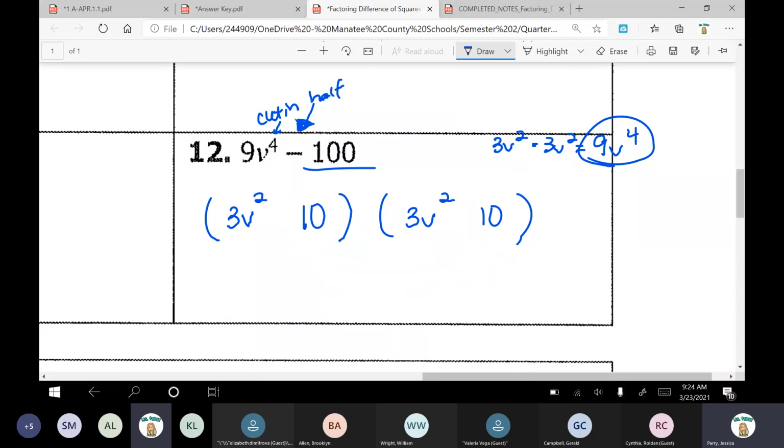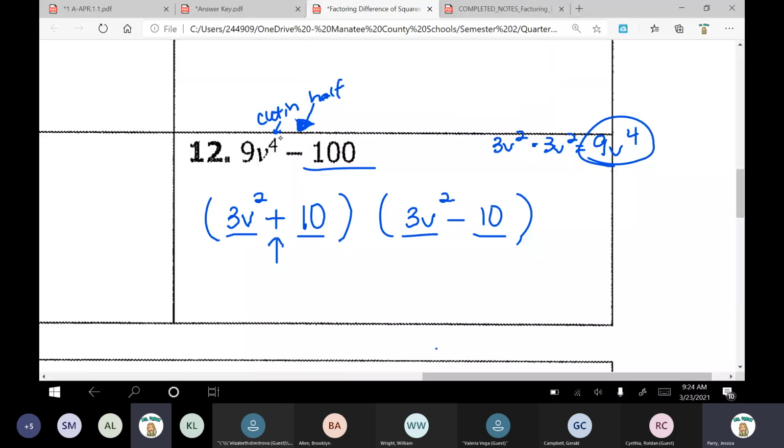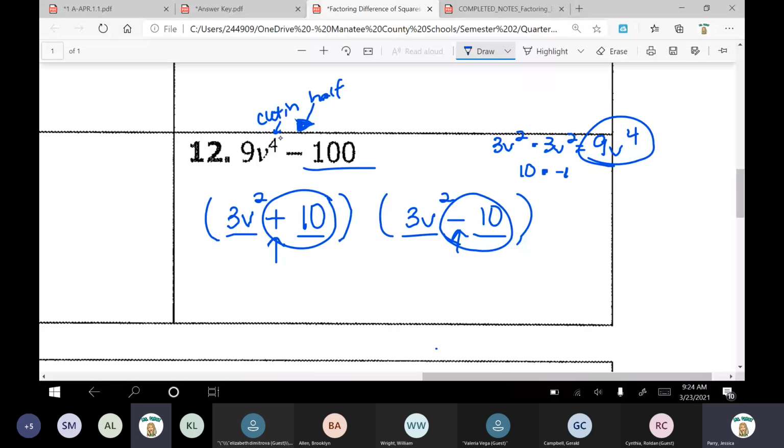For your final answer, we've got 3v squared, 10. 3v squared, 10. Perfect. All we need to do is one of them needs to be a plus sign and one needs to be a negative sign. So plus sign, minus sign, and then double check. Positive 10 times negative 10. 10 times negative 10 equals negative 100. Here's my negative 100. If it matches, then you did it correct.